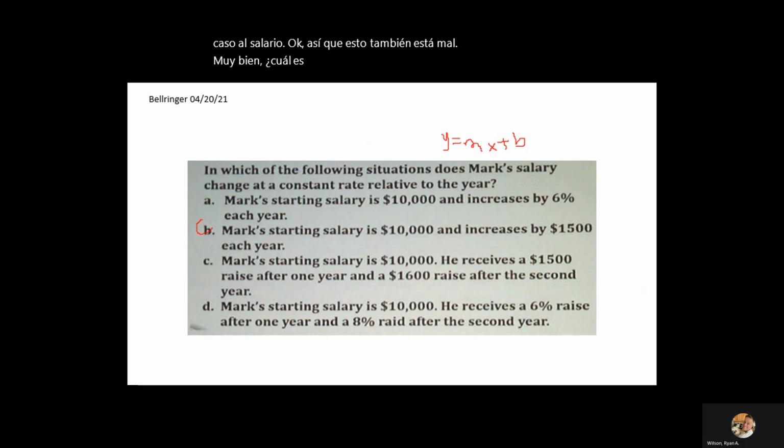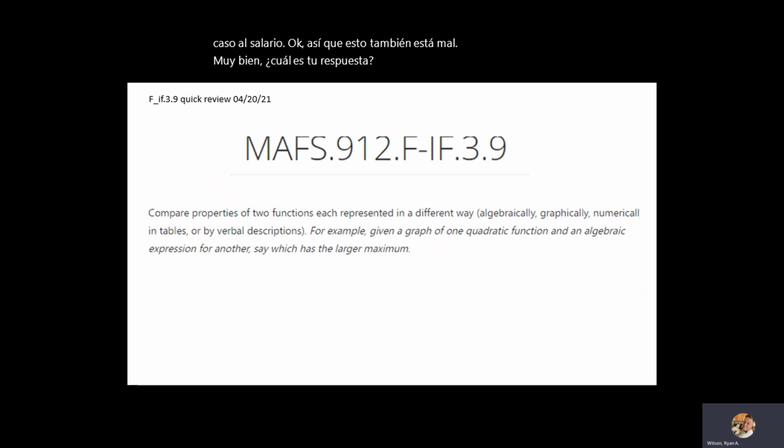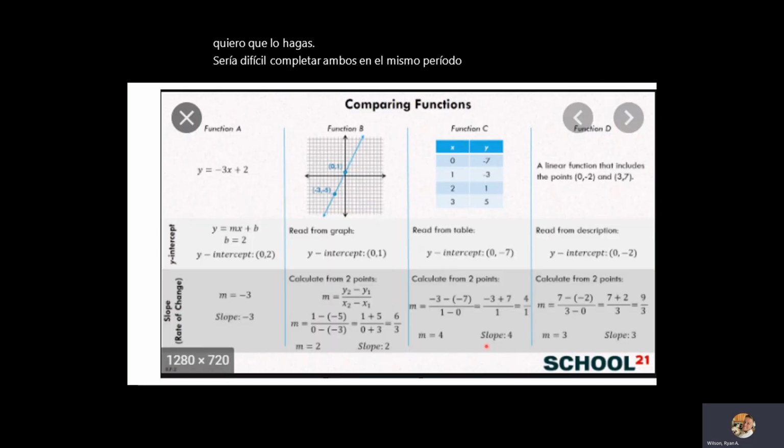B. Very good, chat. So I'm going to review yesterday's work quickly, and then we are going to talk about today's work, and then I'm going to let you guys off to do the good works for today. So yesterday we compared properties of two functions in different ways. After second period, I started to give them a different quizzes. I want to give you the same quizzes, but it would be hard to complete both in the same period.